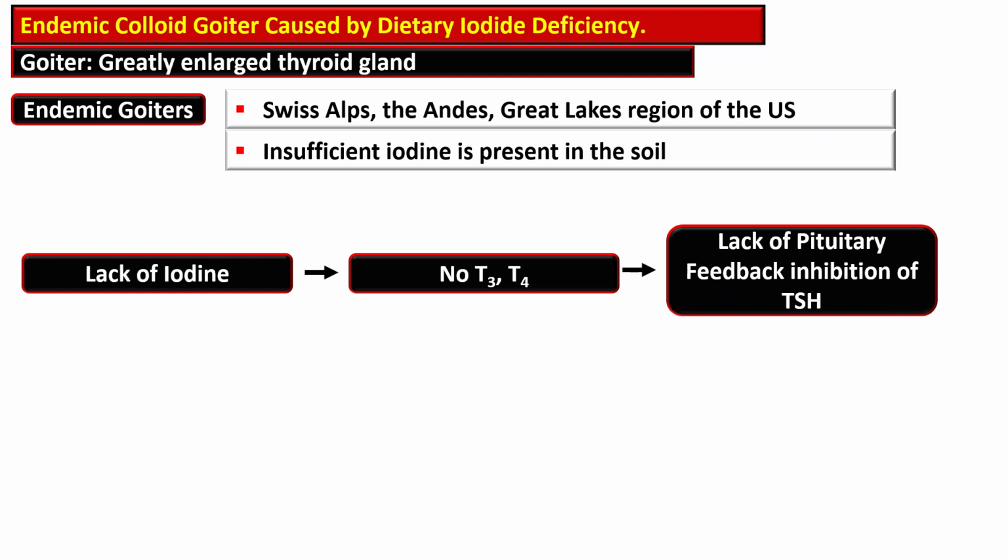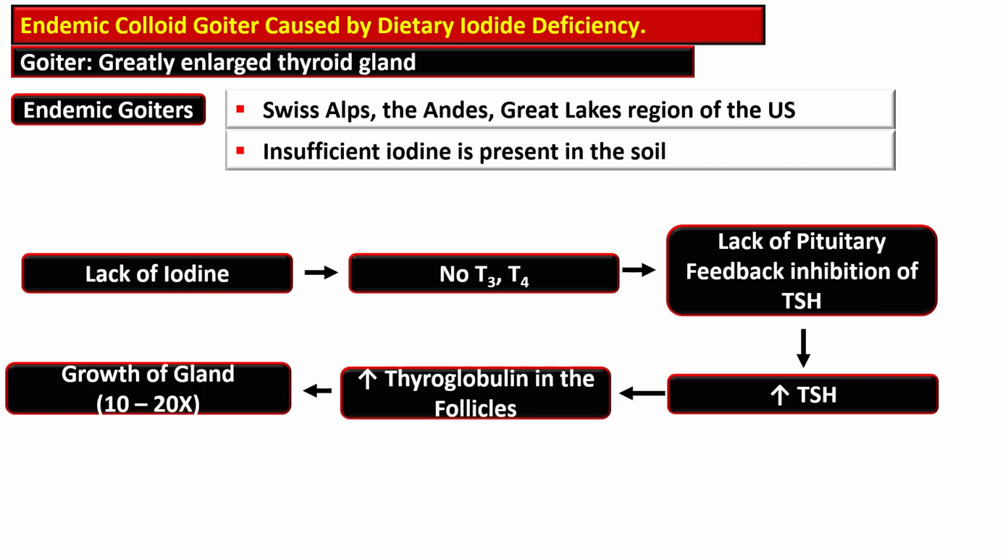As there is no thyroid hormone, there will be no negative feedback on the anterior pituitary. So there will be increased TSH secretion. TSH stimulates excessive thyroglobulin production, follicular growth, and colloid accumulation. So the thyroid gland enlarges to about 10 to 20 times its normal size. Use of iodized salt to ensure sufficient iodide or iodine intake in the diet is a preventive measure for this condition.